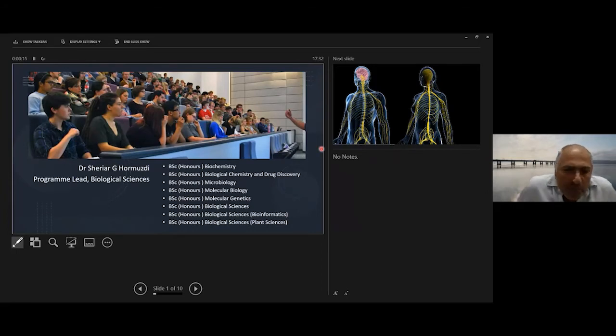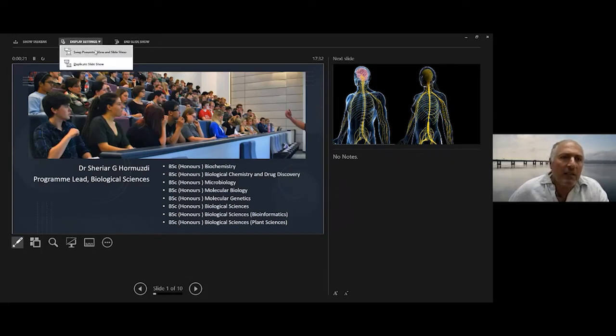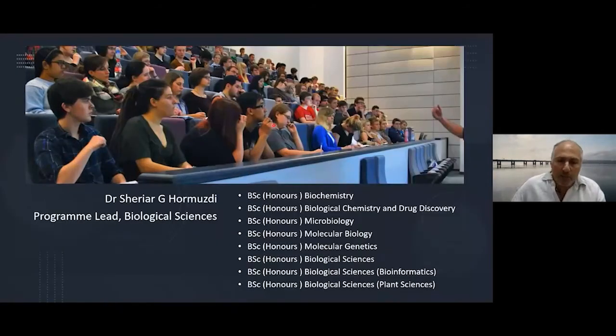All right. I'm the program lead for the Biological Sciences. This lists all of the different degree programs that I help lead and manage. You can see that I manage the programs in biochemistry, microbiology, molecular biology, molecular genetics, and so on. In these next 10 minutes, I'm going to simply talk to you about my own research background in the neurosciences.